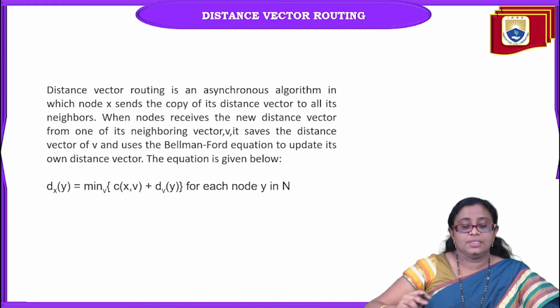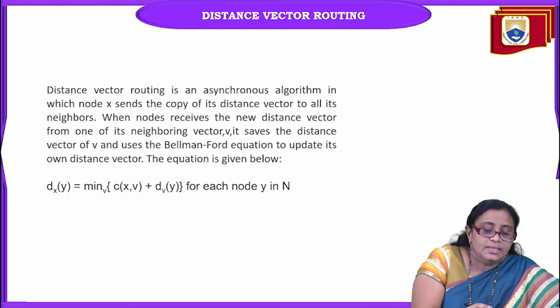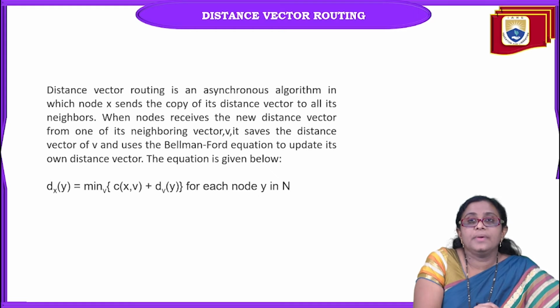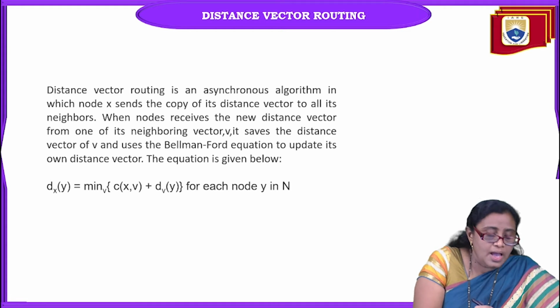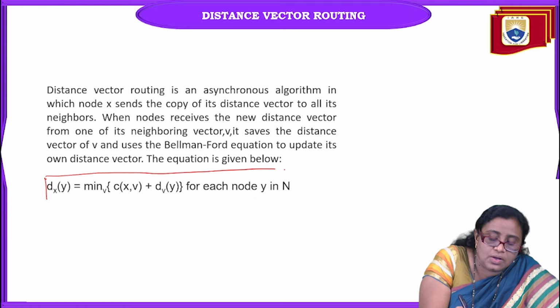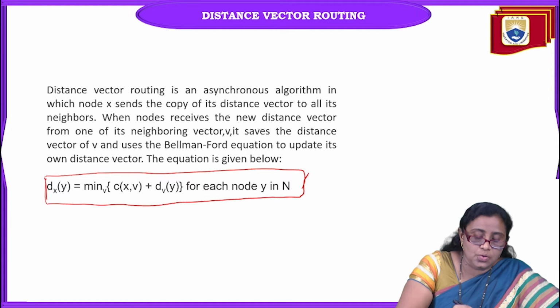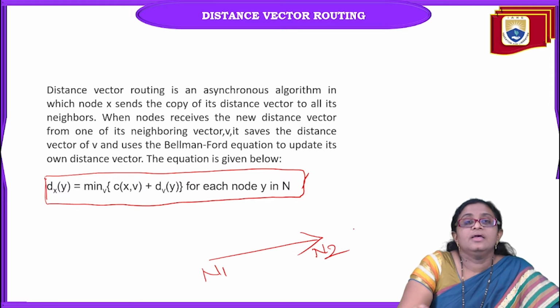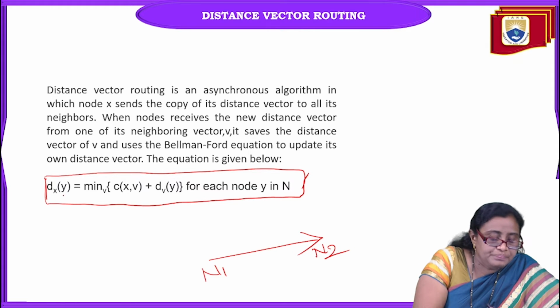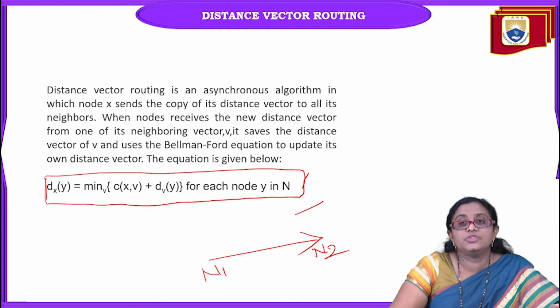The next main equation: distance vector routing is an asynchronous algorithm with a distributed mode, and the main equation of the distance vector routing algorithm is used to calculate the least cost path from one node to another node, for sending bits from one node to another. It is defined as dx(y) = min over v of {c(x,v) + dv(y)} for each node y in N. This is the main equation to use while working with the distance vector routing algorithm.